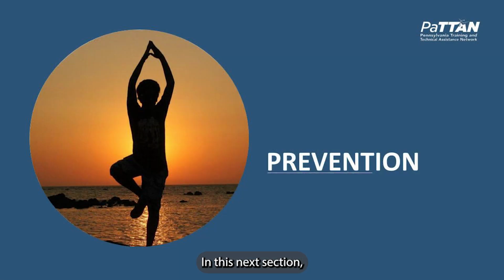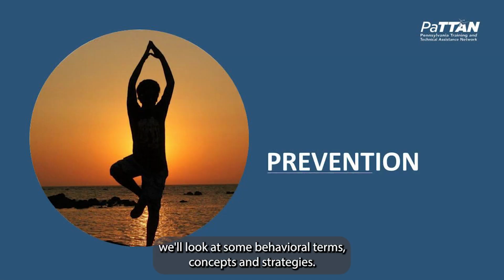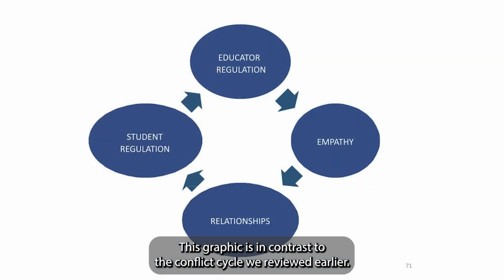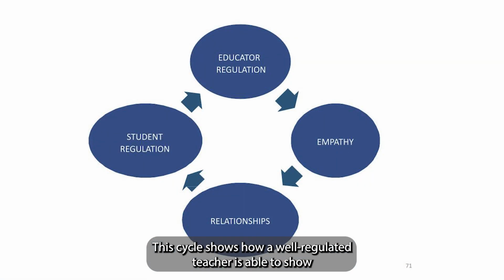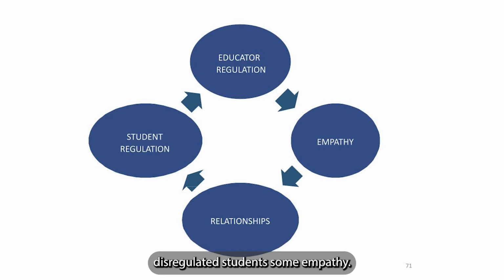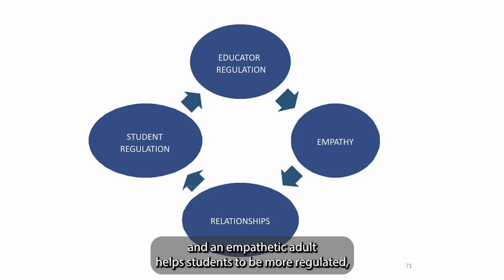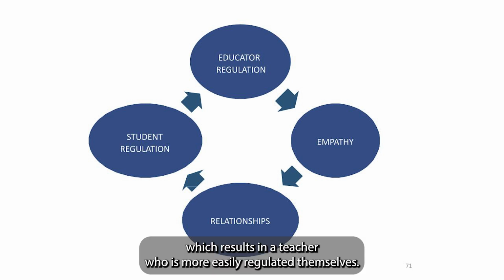In this next section, we'll look at some behavioral terms, concepts, and strategies. This graphic is in contrast to the conflict cycle we reviewed earlier. This cycle shows how a well-regulated teacher is able to show dysregulated students some empathy. This helps overall relationships. Good overall relationships and an empathetic adult help students to be more regulated, which results in a teacher who is more easily regulated themselves.